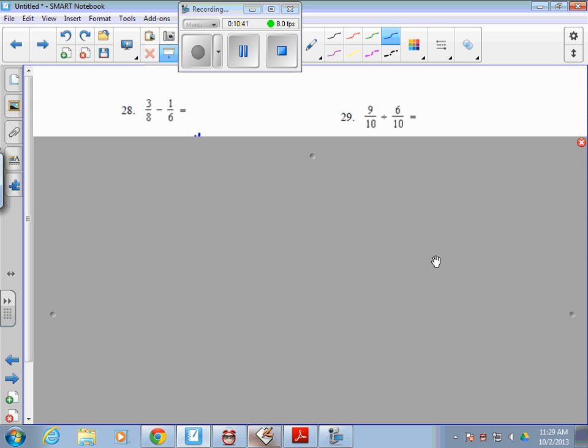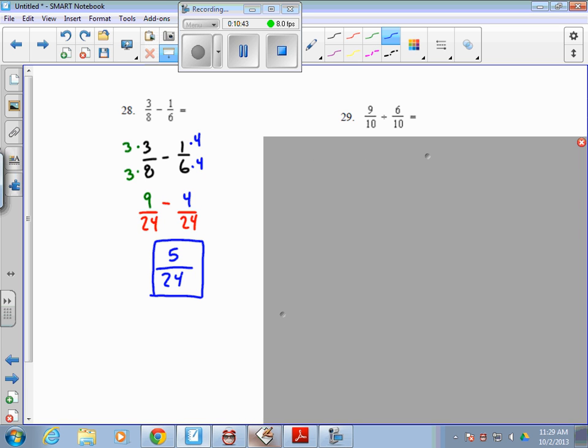3 over 8 minus 1 over 6. We're subtracting fractions. You need to have a common denominator. The smallest one that you can use is 24. They both go into 24. So what times 8 gives you 24? It's the number 3. You have to multiply the numerator, or the top number, by 3 to get 9 over 24. And what times 6 gives you 24? You have to multiply the numerator, or the top number, by 4. So 1 times 4 is 4. Now they have a common denominator, 24. Leave it alone and subtract 9 minus 4, and you get 5 out of 24.